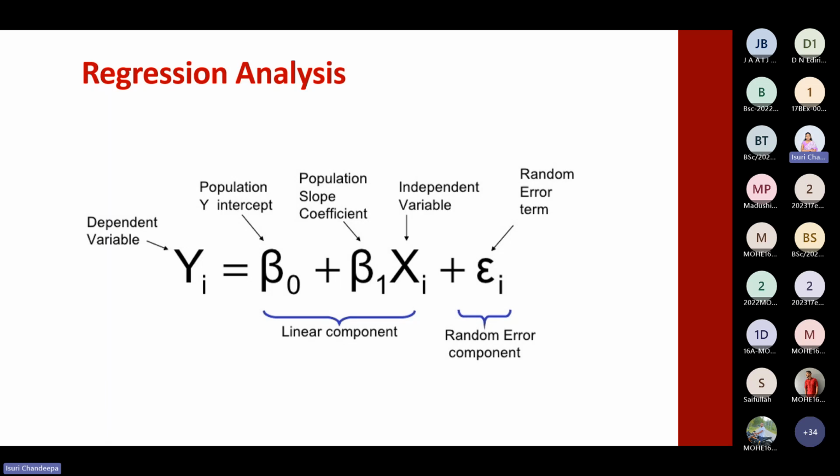Here, the dependent variable is Y. Then the intercept B0, intercept. If we draw the curve, it's where it crosses the Y-axis. So that is the intercept of Y. Then here, what is it? It's a slope coefficient, the population slope coefficient.